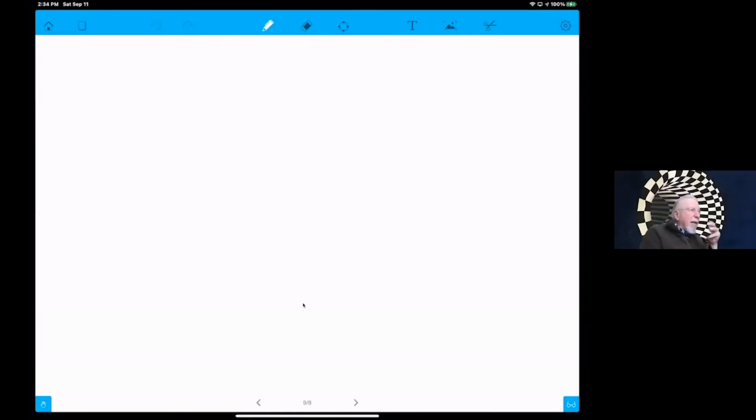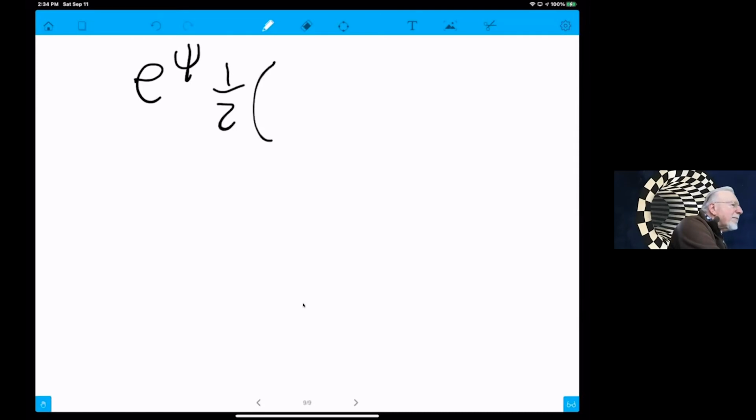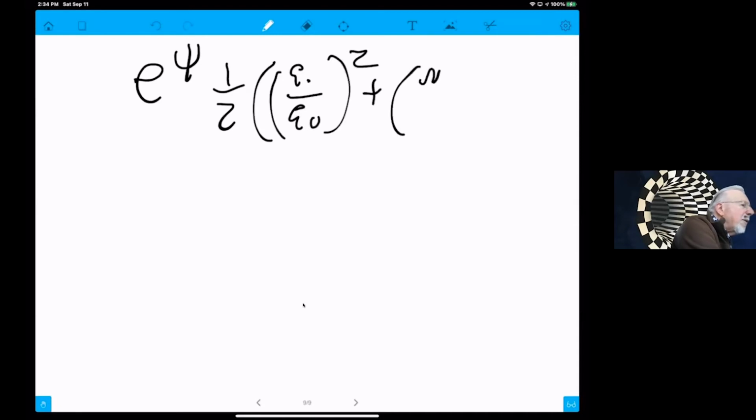Right now it's the Sarfatti intuition, an educated guess. What I think is going to happen is you're going to have an e to the i psi, like in Keith's case, epsilon over epsilon 0 squared plus mu over mu 0. No, the other way around.